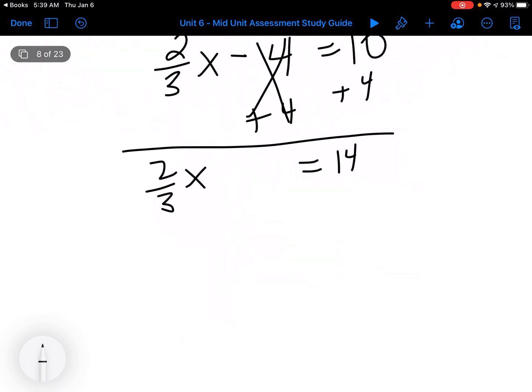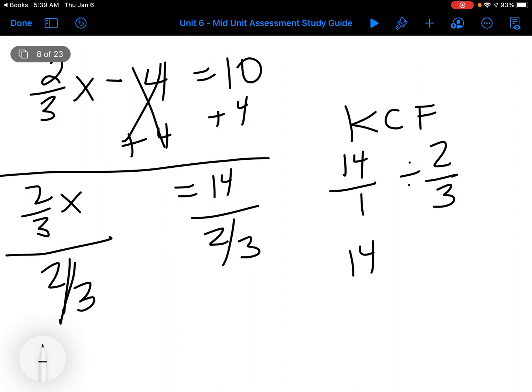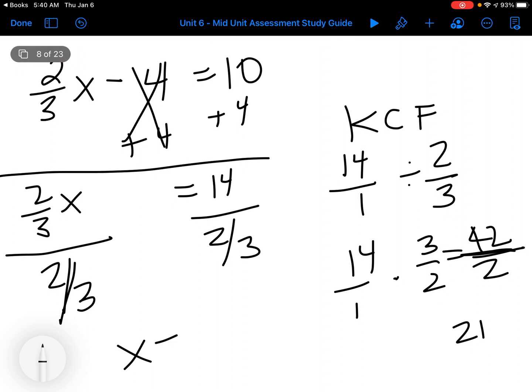All right, so if I multiply by 2/3, the opposite is to divide by 2/3. So if I rewrite this, this is 14 over 1 divided by 2/3. So I have to change, flip, times 3 over 2. 14 times 3 is going to give me 42. 1 times 2 is 2. 42 divided by 2 is 21. So x equals 21. Because 2/3 divided by 2/3 is going to be 1. 14 divided by 2/3 is 21.